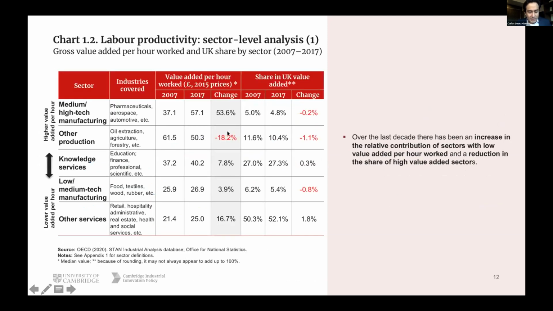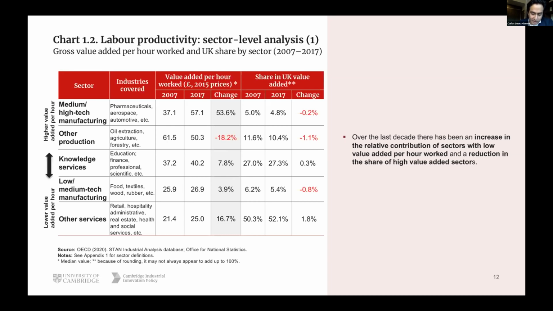The analysis presented in this table reveals key sectoral trends behind the relatively slow rates of productivity growth in the UK. Notably, the UK has seen an increase in the relative contribution of sectors with low value added per hour worked and a reduction in the share of high value added sectors.